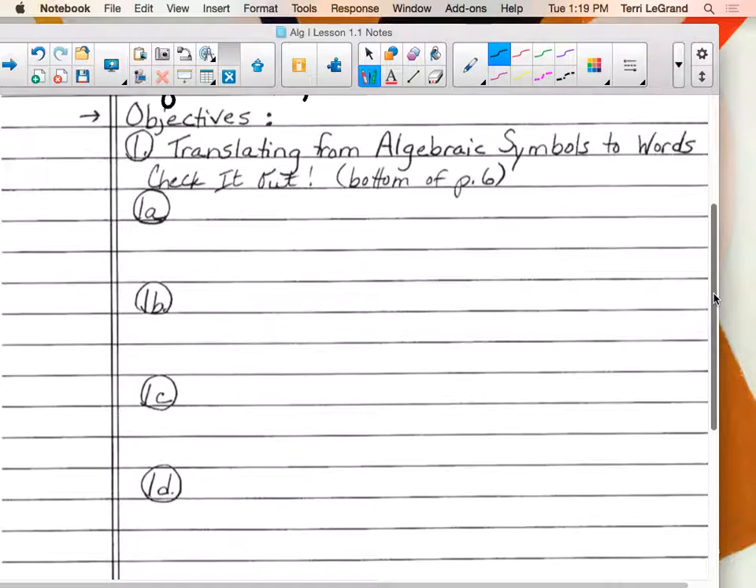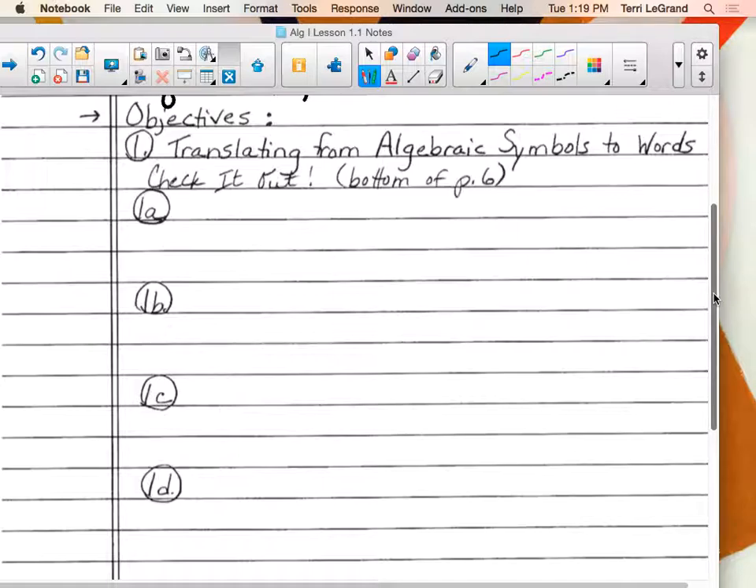What's our first objective? Yeah, look at there, I wrote it out for us. Translating from algebraic symbols to words. Here's what we're going to be practicing. So, on your own, I'll let you study example 1, but right now we're going to jump right to the check it out problems below the example, and we're going to do them. So, they're not going to be very useful in our notes without us having something to help show what our answer is for. So, 1A, what's happening in 1A?